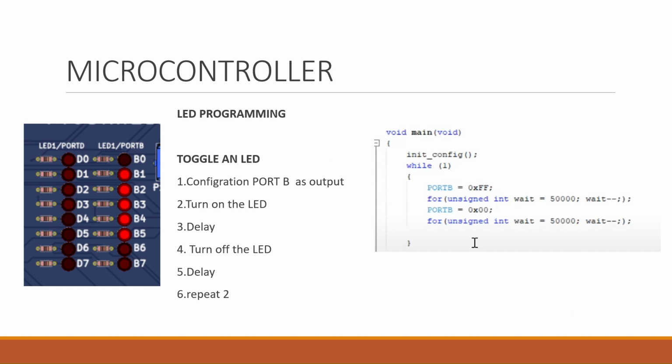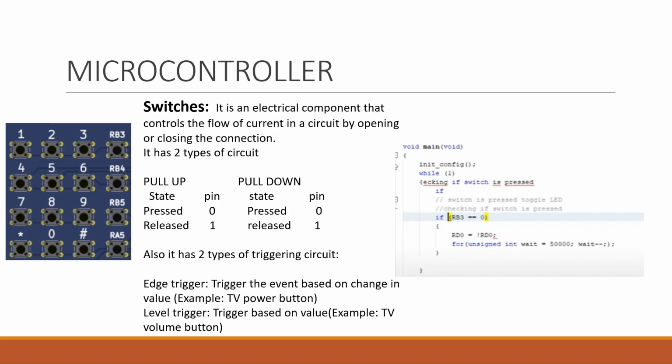A switch is an electrical component that controls the flow of current in a circuit by opening and closing the connection. It has two types, that is a pull-up circuit and a pull-down circuit. This is the code of the switches.